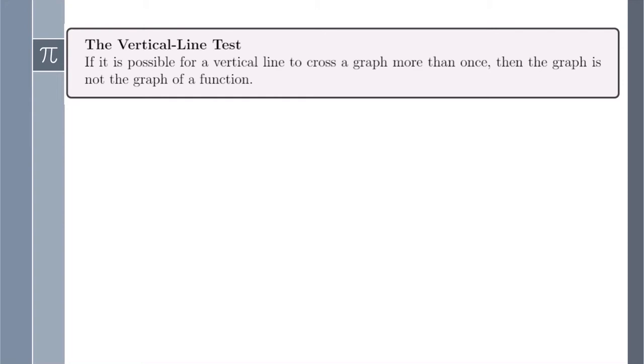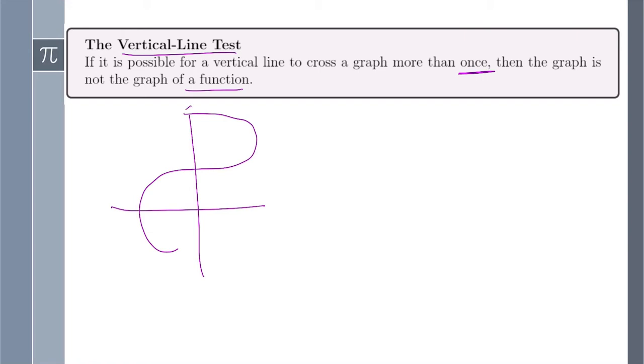not. But if you are given a graph, how do you determine whether it's a function or not? There's a simple test called the vertical line test. If it is possible for a vertical line to cross a graph more than once, then the graph is not the graph of a function. So for example, if we have something like this, now if I draw a vertical line here, the vertical line cuts the graph at 2 points, so this is not a function.